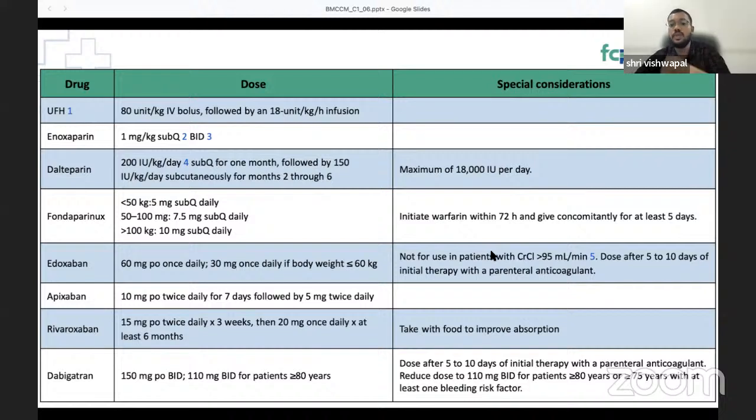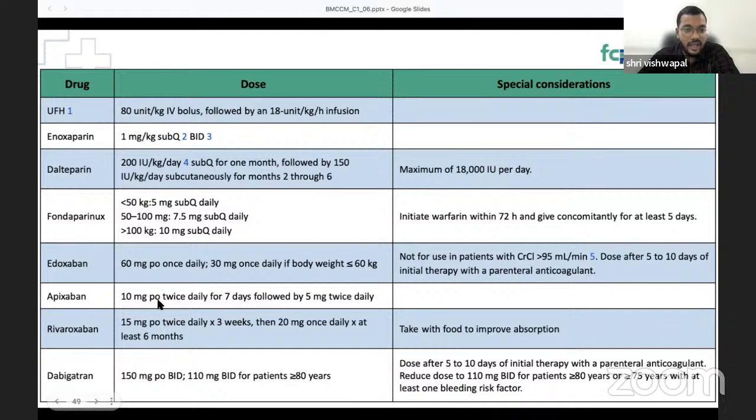So you have to initiate warfarin within 72 hours of starting this fondaparinux, and you have to use it for at least 5 days to stabilize the INR while using with warfarin. And apixaban is 10 milligram twice daily for 7 days, and rivaroxaban is 15 milligram twice daily for 3 weeks, then 20 milligram once daily for at least 6 months. So after 3 weeks, we are going to increase the dose.